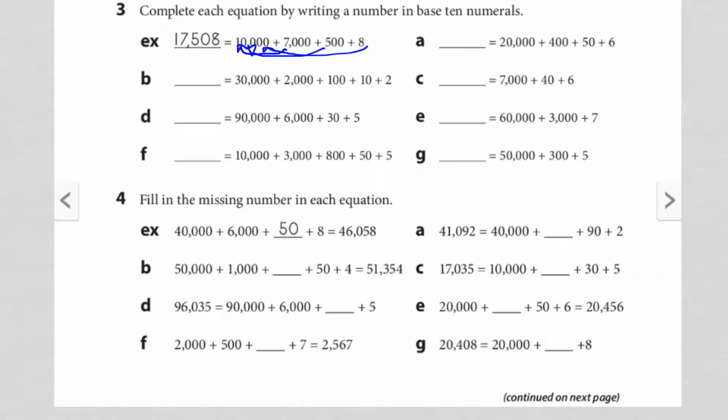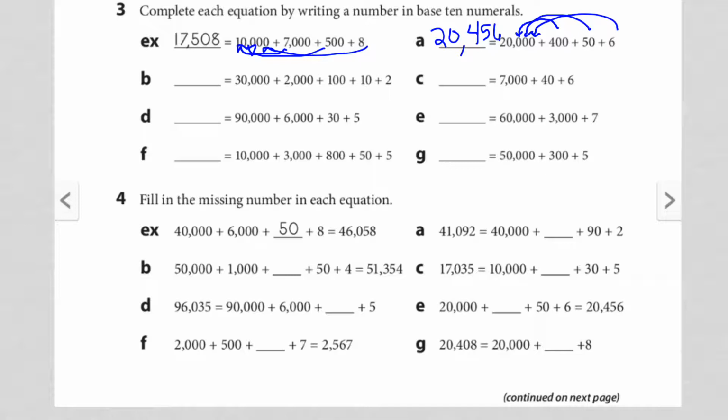So 20,000 plus 400 plus 50 plus 6. I'm going to take this hundreds, and I'm going to put it right there. I'm going to take this 50, and I'm going to put it right there. I'm going to take this 6, and I'm going to put it right there. So when I get done, my answer is 20,456. And then looking at number 4, it's kind of the reverse. I'm looking at where did I not get some information, and then how can I put it in.